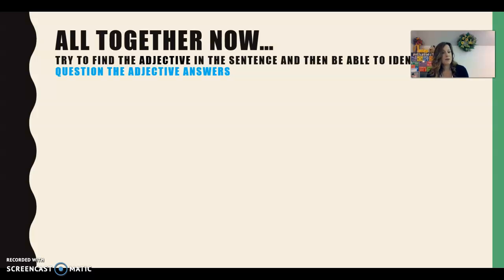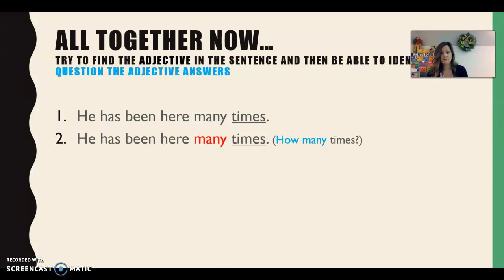All right, so here's just some practice, and we'll see if we can figure out what question the adjective answers. He has been here many times. Well, how many? Many, okay? So that one was pretty easy. You can add many to your organizer.